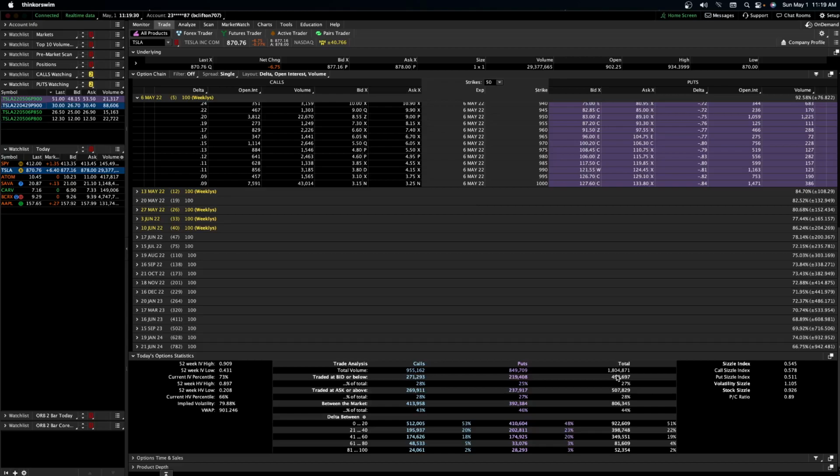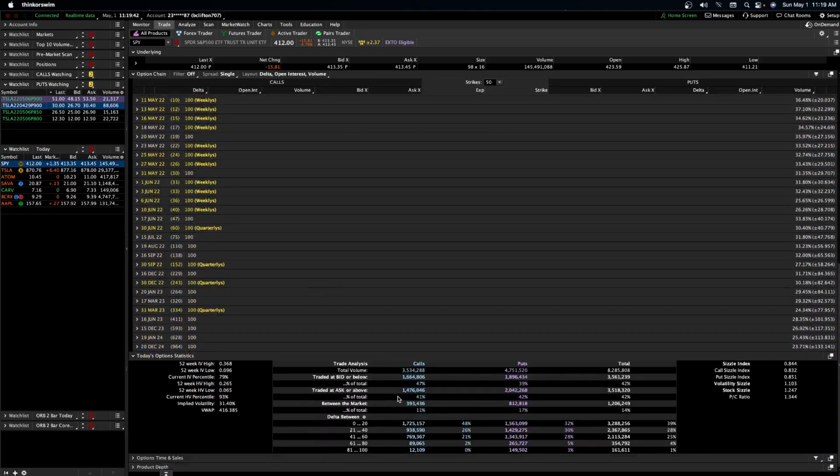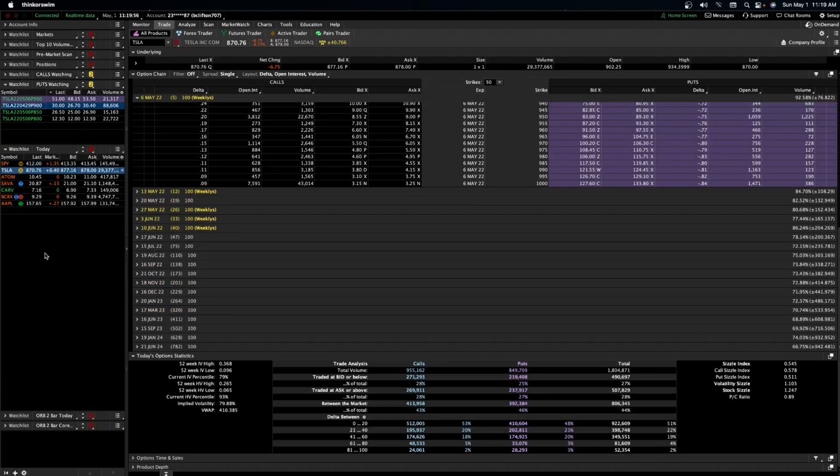That it's going to be much easier to get in and out. Your spread's going to be tighter, and just going to be a much better opportunity, in my opinion. SPY, same thing. SPY's going to be even bigger than Tesla, I'm sure. So SPY, 3.5 million calls on Friday, 4.7 million puts, 8.2 million contracts traded total on Friday. So, those are all things that you want to take a look at when you're considering trading options.